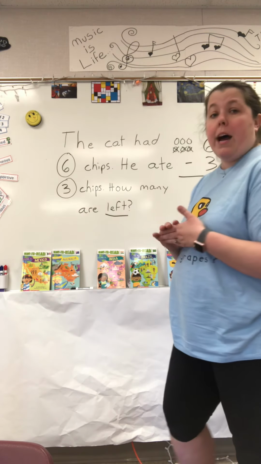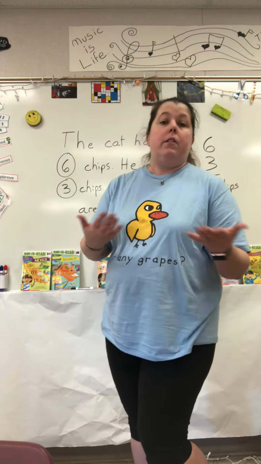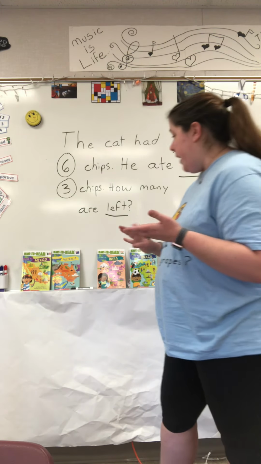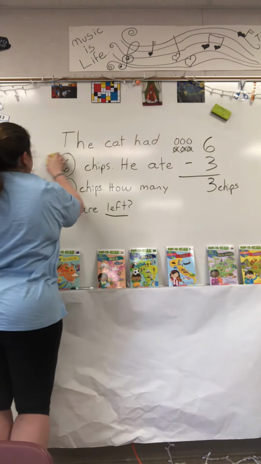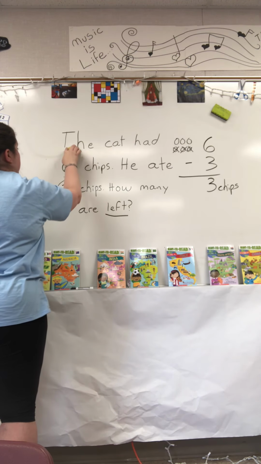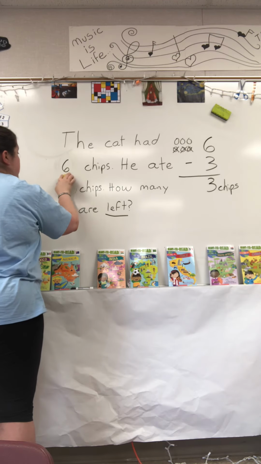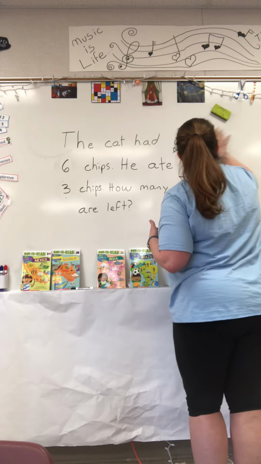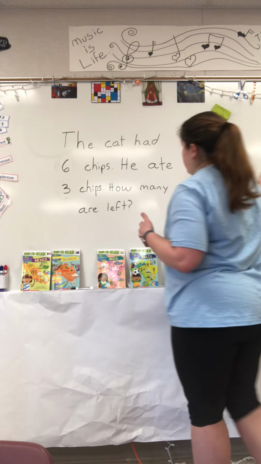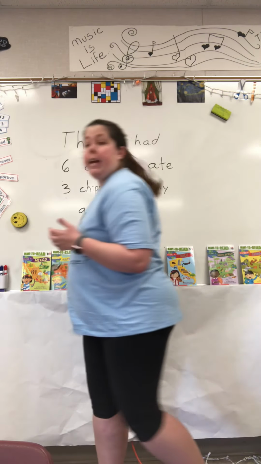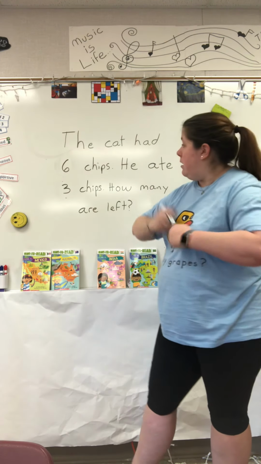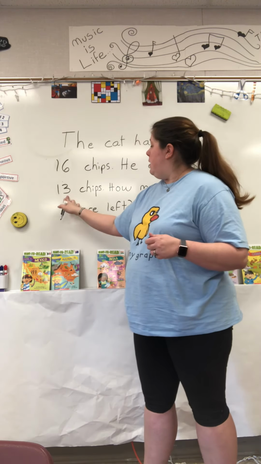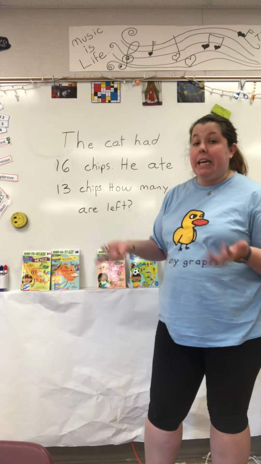Now, if we were to modify this for first grade, it gets a little bit more complicated, but still the same basic concepts. Let me just erase this, start fresh. So just to make it double digit, we're going to be adding a 1 in front of each of those numbers. So now the cat had 16 chips.